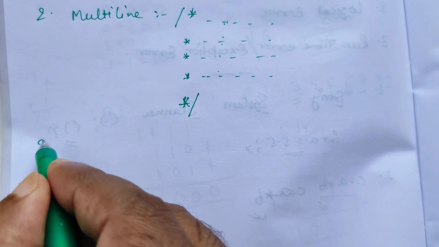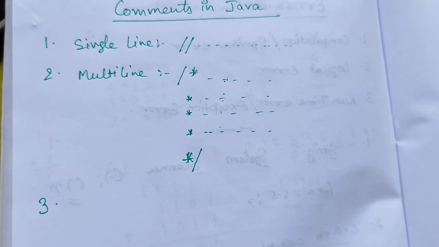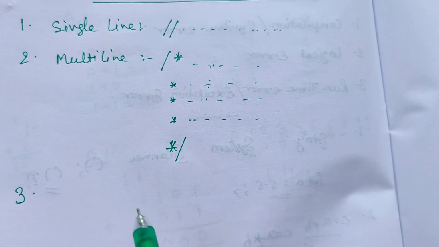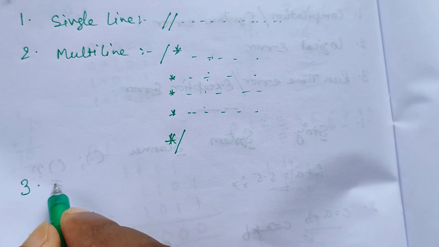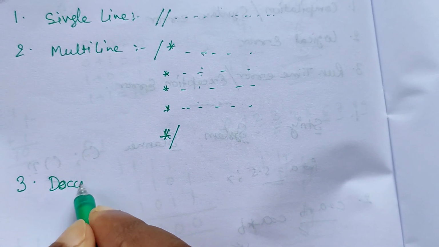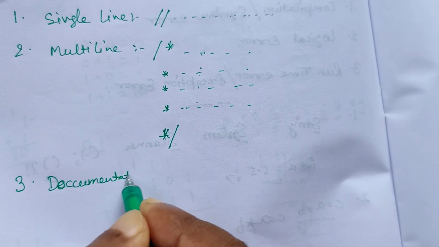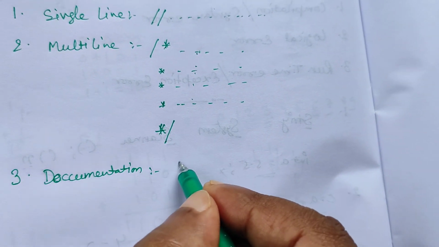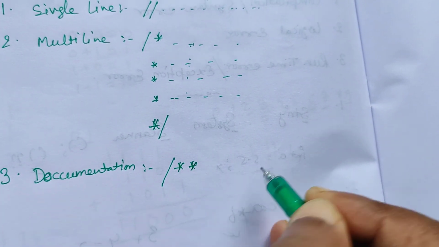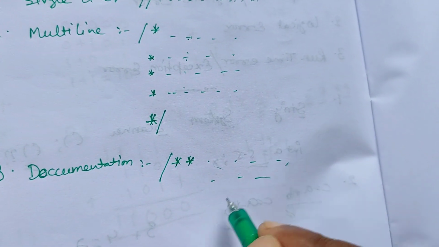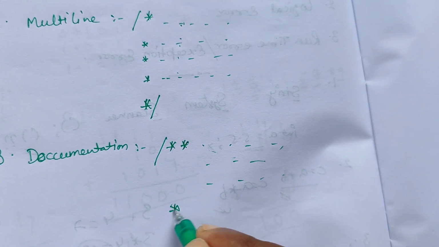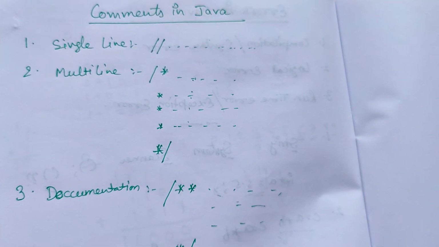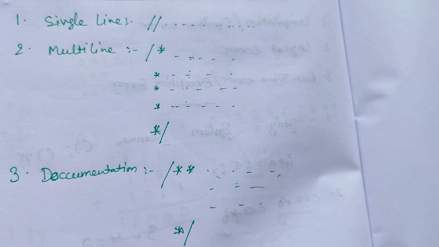And third one, documentation, to give the information about your program. If you want to document your program, that time it is used. The documentation comment starts with slash double star, then you write your documentation, multi-line also, then star slash. That is called a documentation comment. So we have three types of comments: single line, multi-line, and documentation comment.